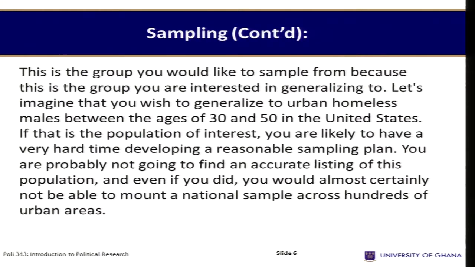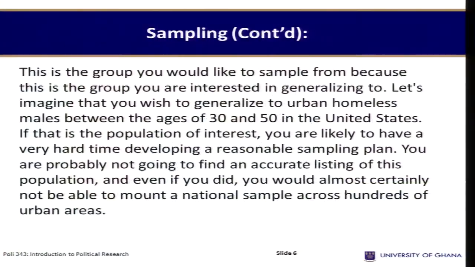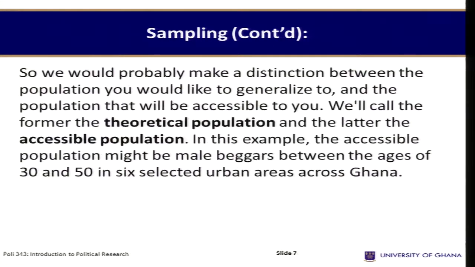to. Let's imagine that you wish to generalize to urban homeless males between the ages of 30 and 50 in the United States. If that is the population of interest, you are likely to have a very hard time developing a reasonable sampling plan. You are probably not going to find an accurate listing of this population. And even if you did, you will almost certainly not be able to mount a national sample across hundreds of urban areas.